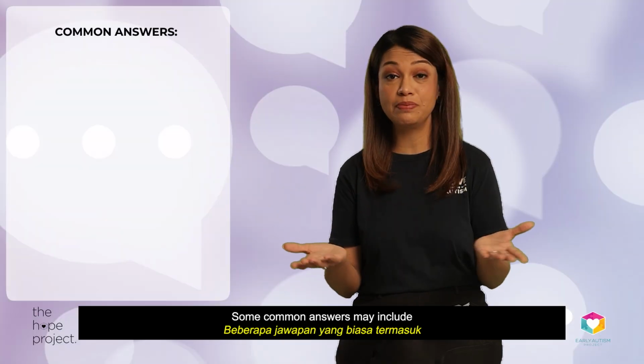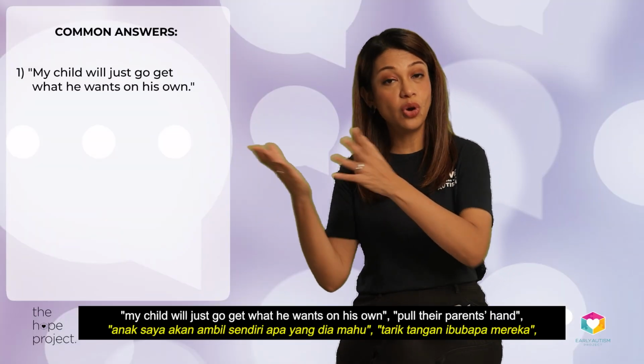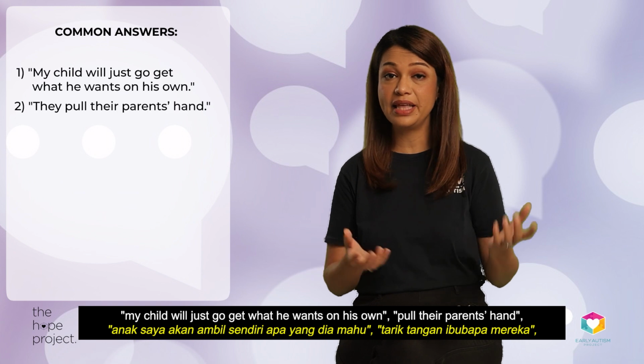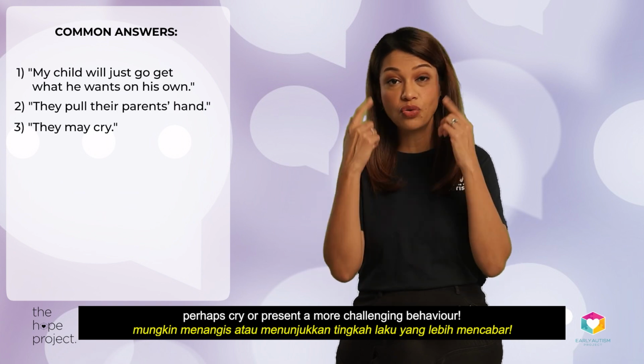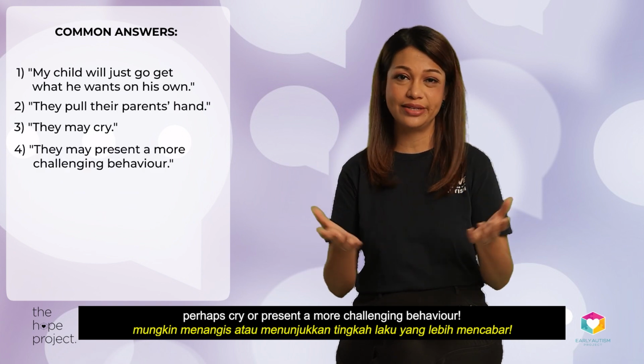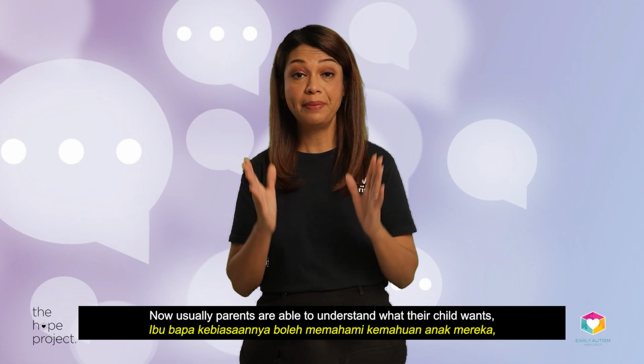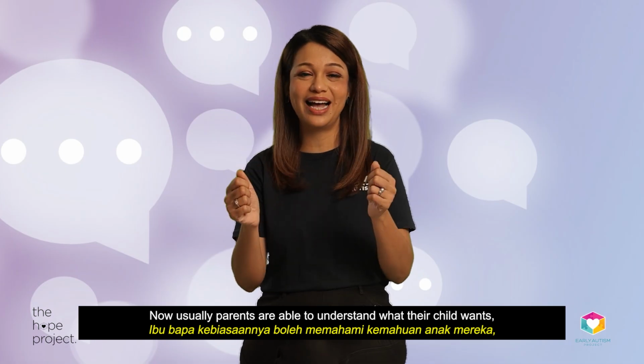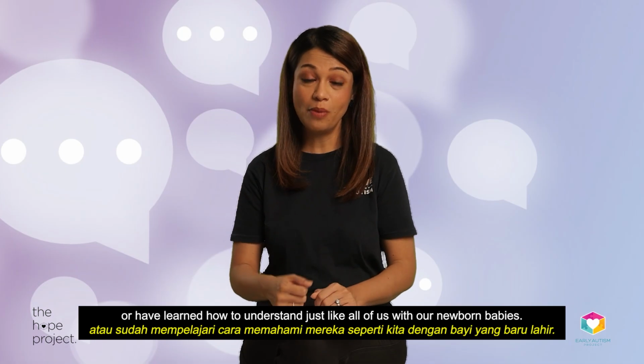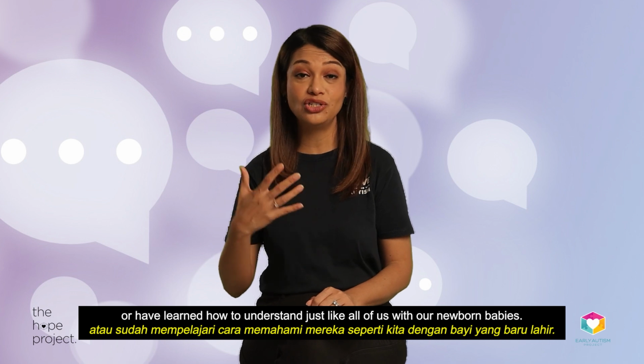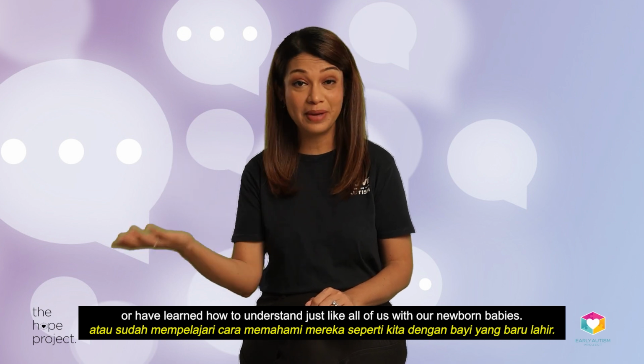Some common answers may include, my child will just go get what he wants on his own, or maybe they pull their parent's hand, perhaps cry, or present a more challenging behavior. Now, usually parents are somehow able to understand what their child wants. Or maybe you've learned how to understand just like all of us with our newborn babies.